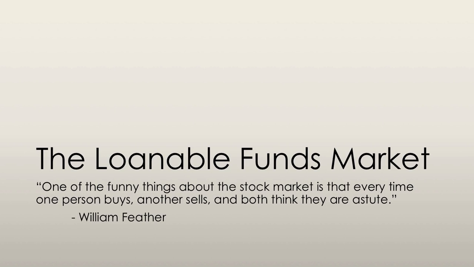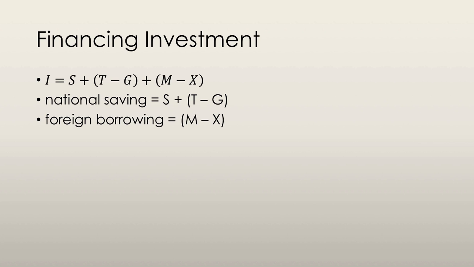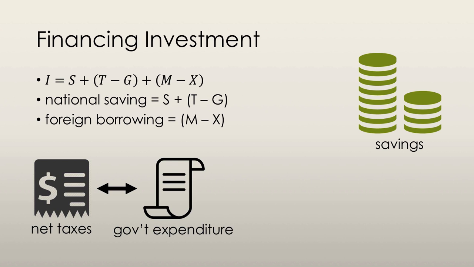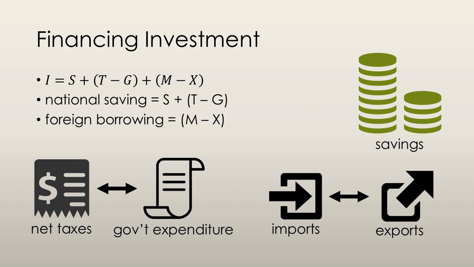Let's move on and talk about the loanable funds market for a little bit. The quantity of investment in an economy is calculated as the amount of savings plus the amount of net taxes minus government expenditure plus the amount of imports minus exports. National savings is private saving plus the net taxes minus government expenditure, and foreign borrowing is imports minus exports.